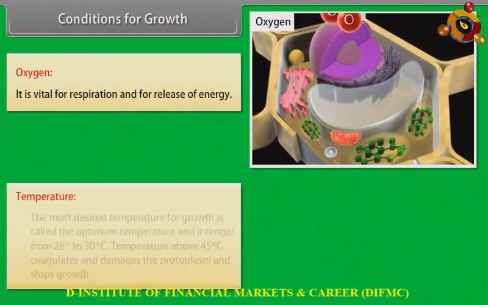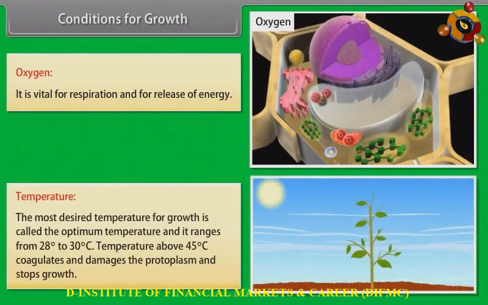Temperature. The most desired temperature for growth is called the optimum temperature, and it ranges from 28 degrees to 30 degrees Celsius. Temperature above 45 degrees Celsius coagulates and damages the protoplasm and stops growth.